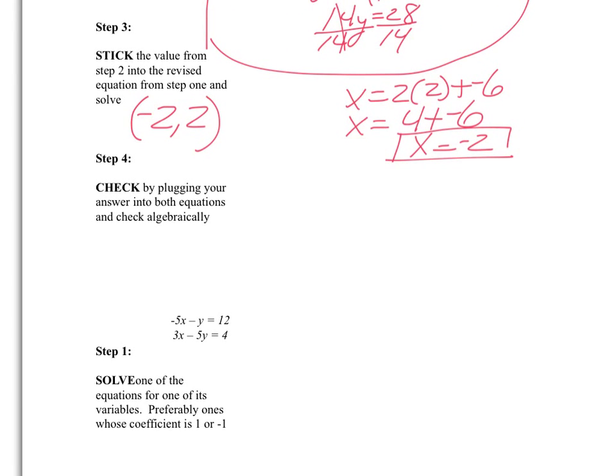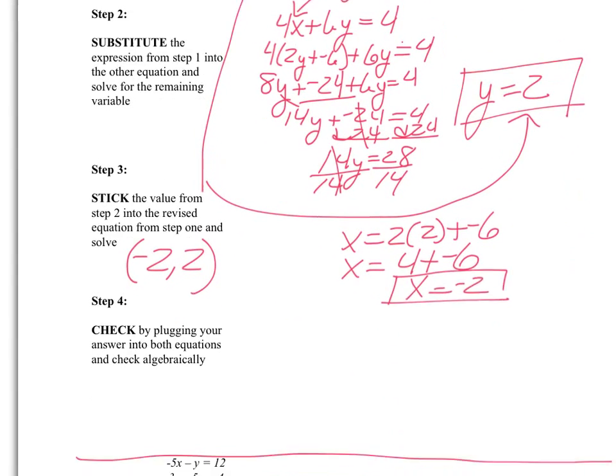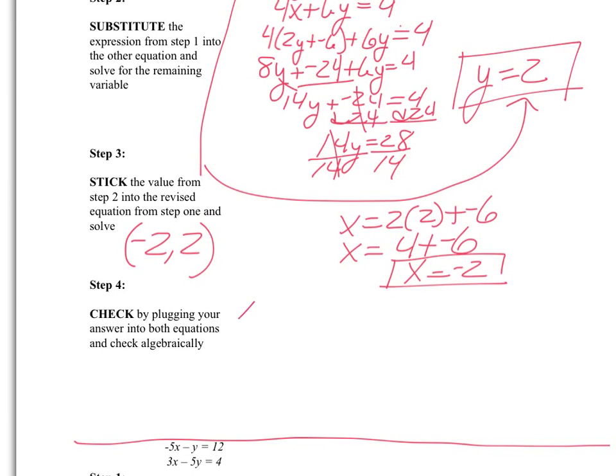Last step is to check your work. So when you go to check your work, you need to go back to the original equations. So way back up to the original equations. So x minus 2y equals negative 6. Plugging it back in, negative 2 plus negative 2 times 2 needs to give me negative 6. Negative 2 plus negative 4 needs to give me negative 6. Negative 6 gives me negative 6, so it checks.